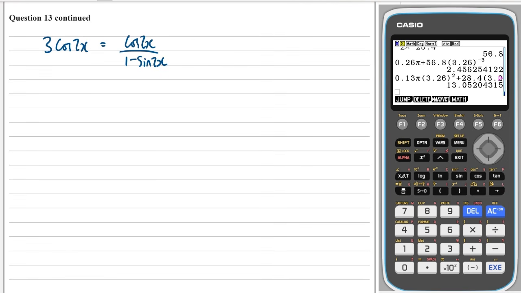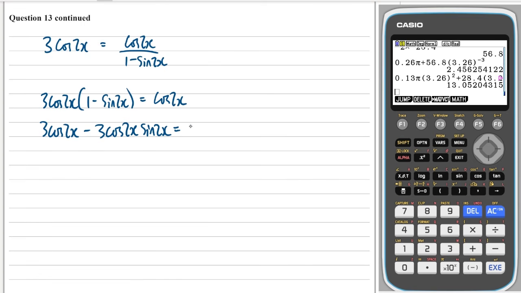And I can multiply that denominator to the other side, and that will give me 3 lots of cos 2x, 1 minus sine 2x is equal to cos 2x. I can then expand these brackets like so.